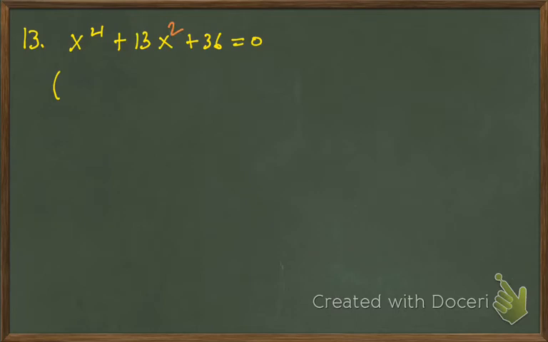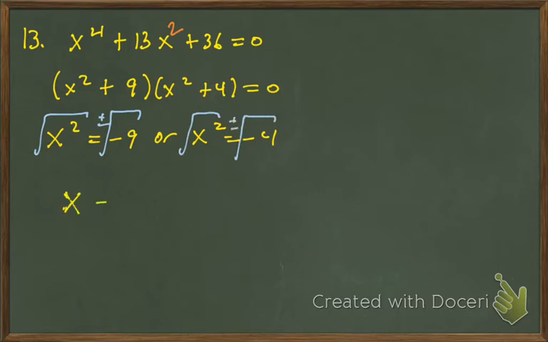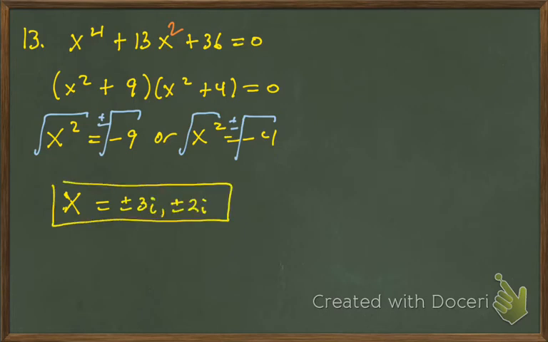And so this is in quadratic form, so we can go ahead and factor it. To make an x to the 4th, we need an x squared times an x squared. And then 9 times 4 will be 36, and when I add them I get 13. Okay. And then we'll set each factor equal to 0, so x squared equals negative 9, or x squared is equal to negative 4. To undo those squares, we'll take the square roots, and don't forget your plus and minus. We are taking square roots of negatives, so we will get i. So we'll get 3i and 2i as our solutions to those polynomials there.